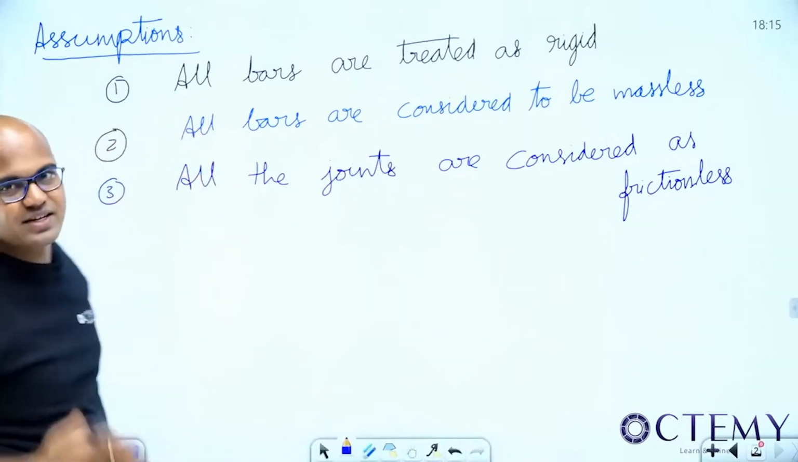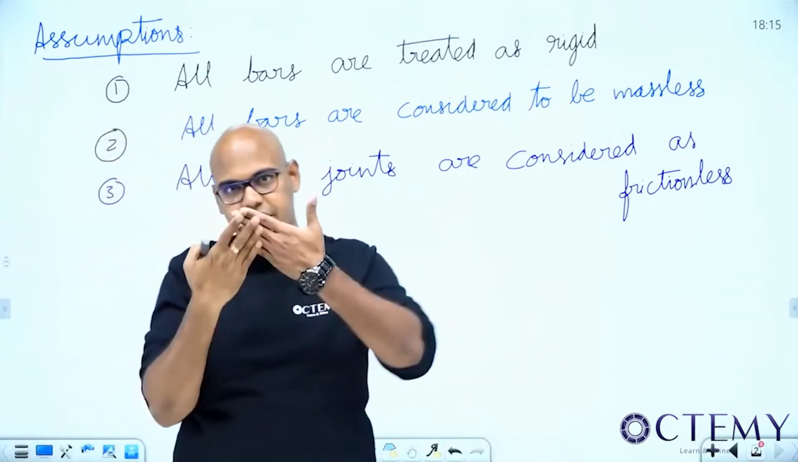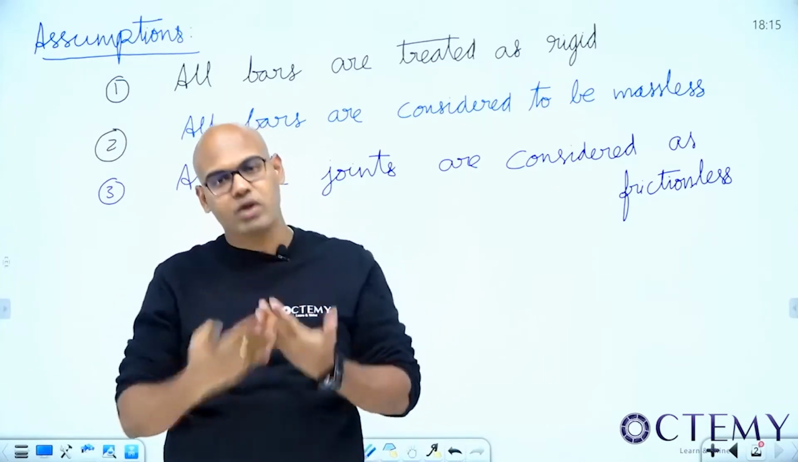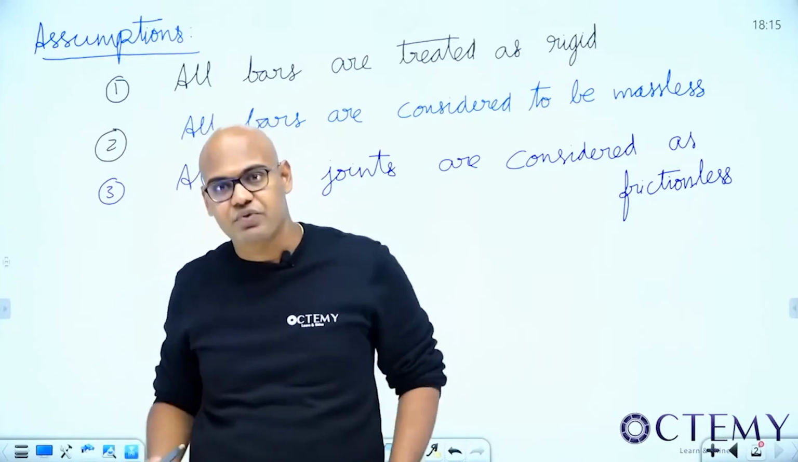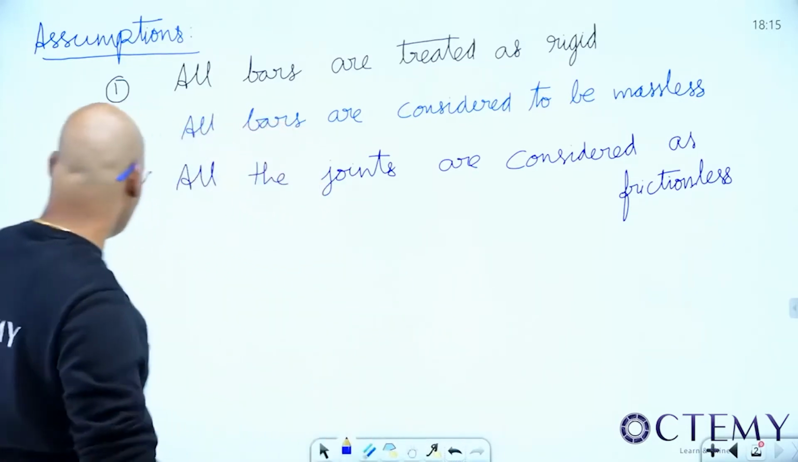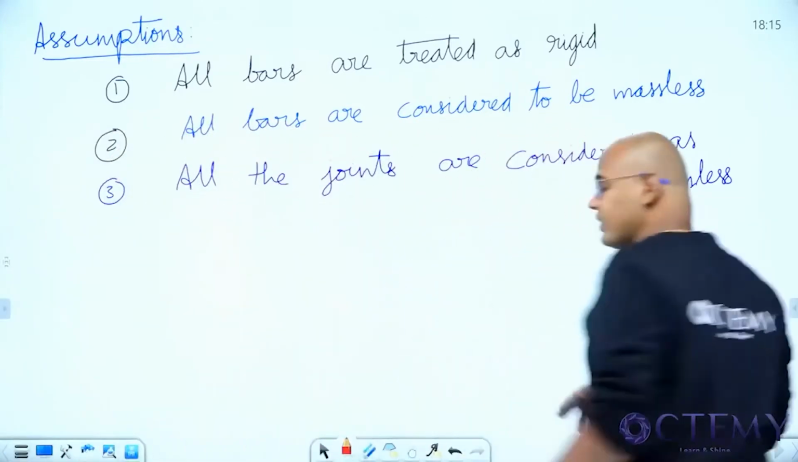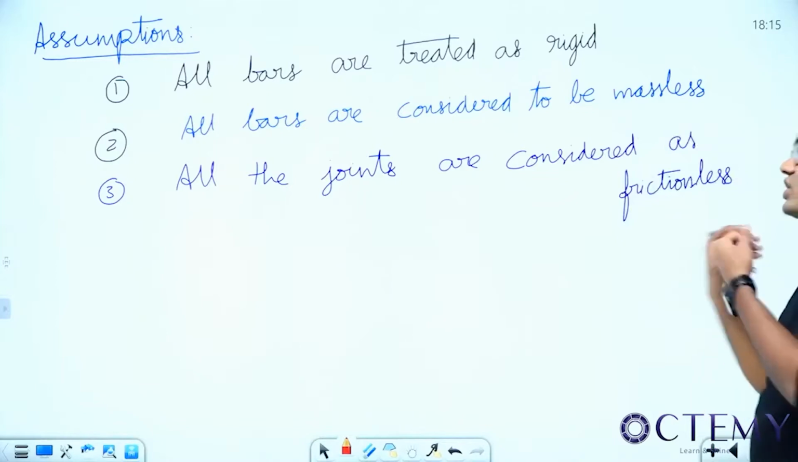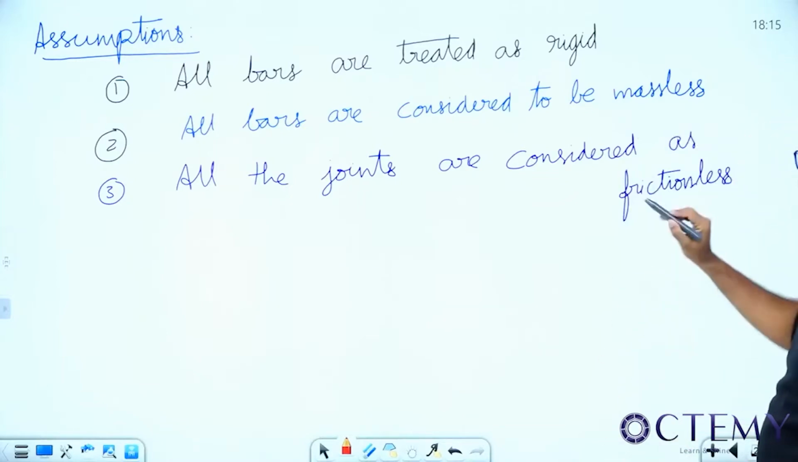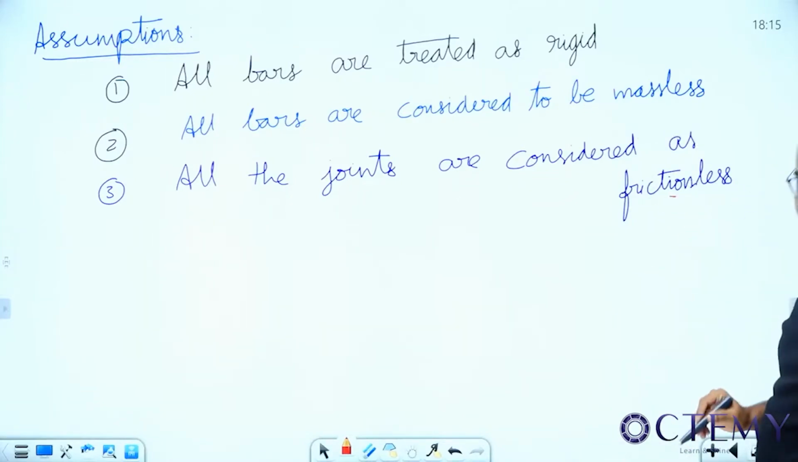Sir, in reality, see, when you keep a hinge joint, they can move. When they move, what will happen? As they are moving, there is some friction between them. But if I take that frictional force into account, the analysis will become very complicated. So I am neglecting it and treating the joints as frictionless.